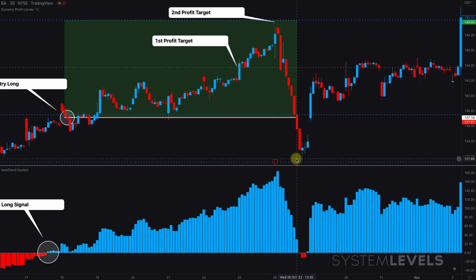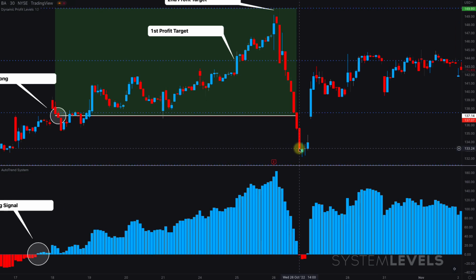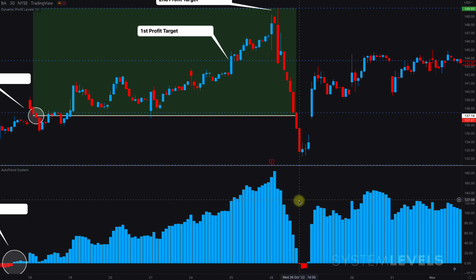Then, as you can see, we get a second signal from the ATS, this time to go short. You can see here, this is the signal bar. This is the bar that created the trend change. We don't have a trade yet, right? Remember, we need to see price coming below the lows of this bar here and breaking it. That would be our entry short.